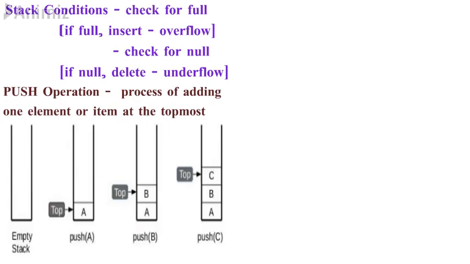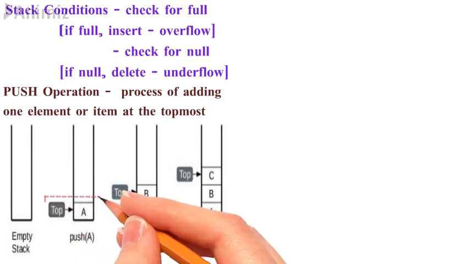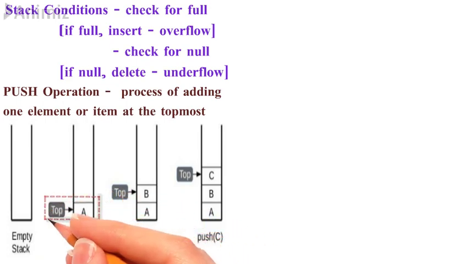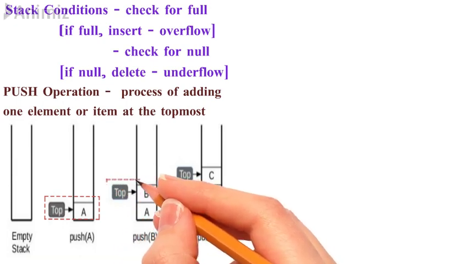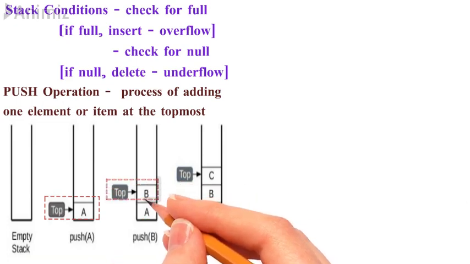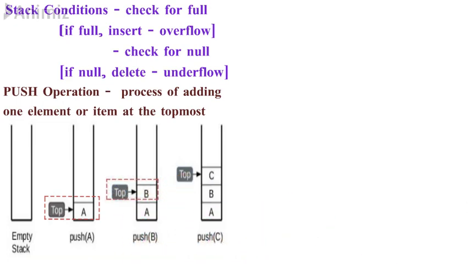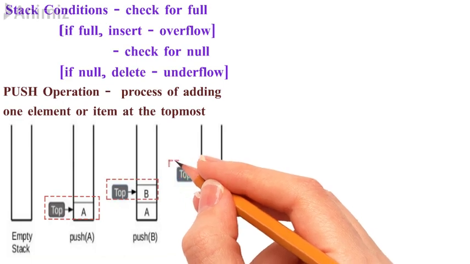Okay, now we'll see the push operation. Push operation is the process of adding one element or item into the stack. Now when you see the diagram, it starts with an empty stack. The first element that I am pushing is A and my top pointer points to A. Now when I want to insert another element B, my top pointer has to be moved to that position. So I increment my top pointer and then I insert B. Next, when I want to insert C, in the same way, my stack pointer has to move up.